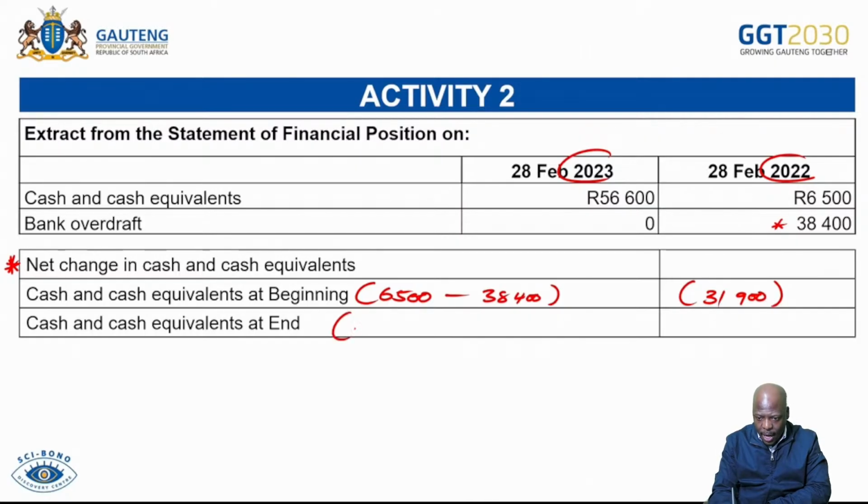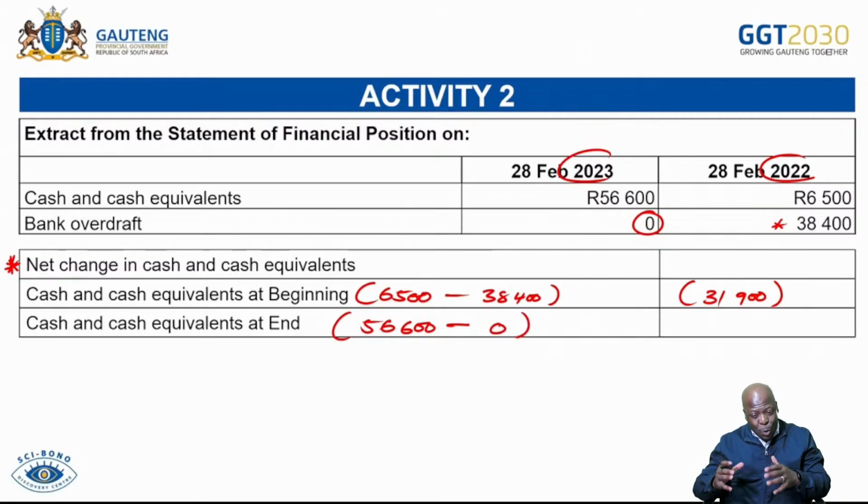Let's come to cash and cash equivalents in 2023. Here it is 56,600 minus, how much is my bank overdraft in that year? 0. I always encourage you to always subtract the bank overdraft. So in this part, you always have to open a bracket. In this case, I opened the bracket and found that the bank overdraft is 0. It's fine. I'll still get my 56,600. I always have to open the bracket.